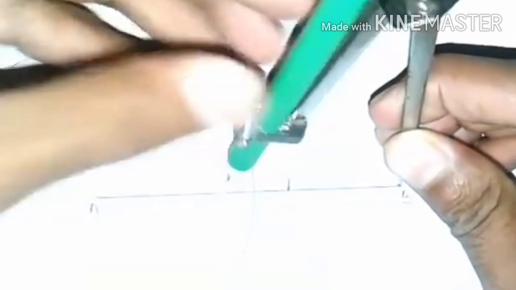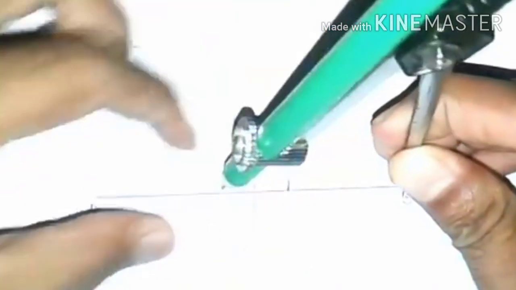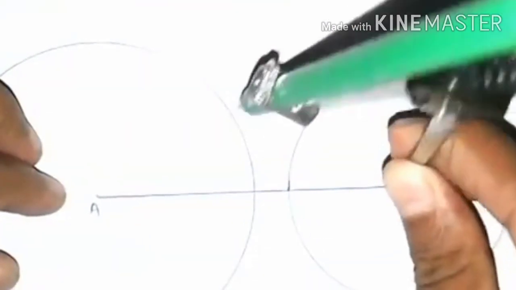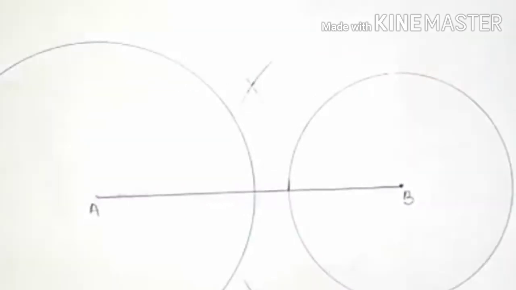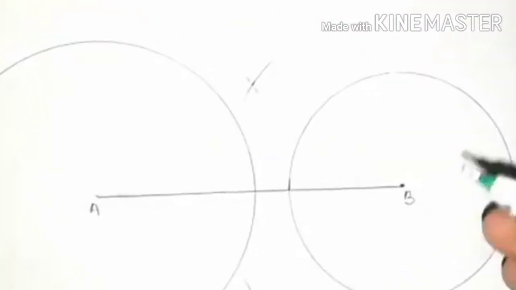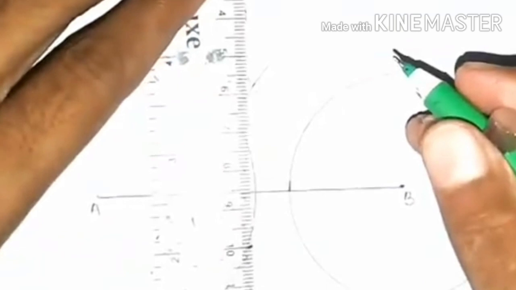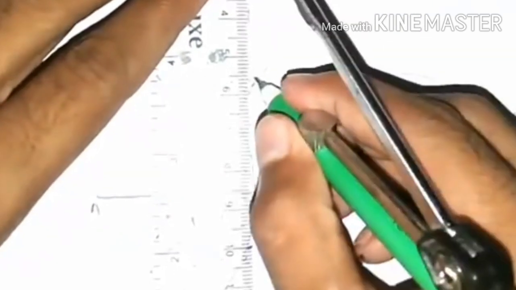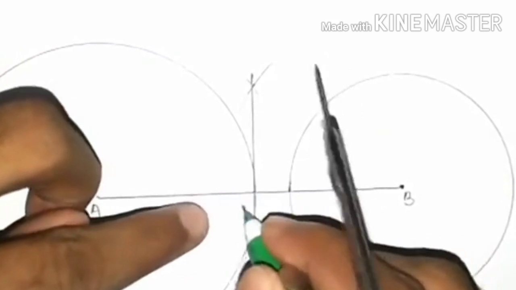Now draw the perpendicular bisector of AB. Take more than half of length of AB and draw arcs up and down with B as center. And again, using the same radius with A as center, cut those arcs which you have drawn previously and join the point of intersection of two arcs. And label the midpoint as M.